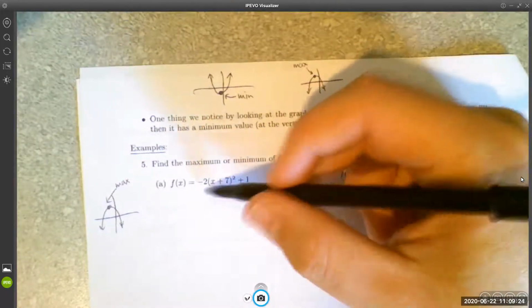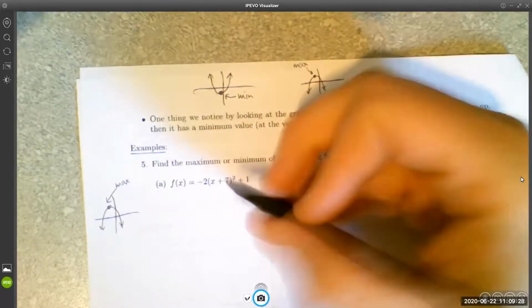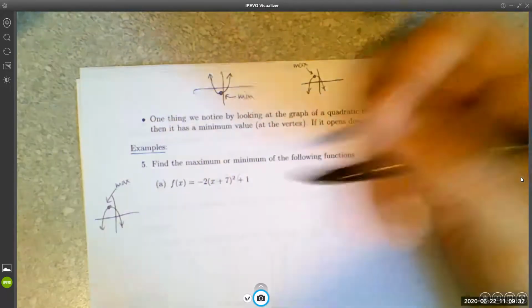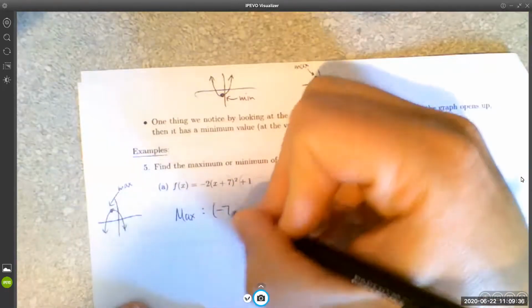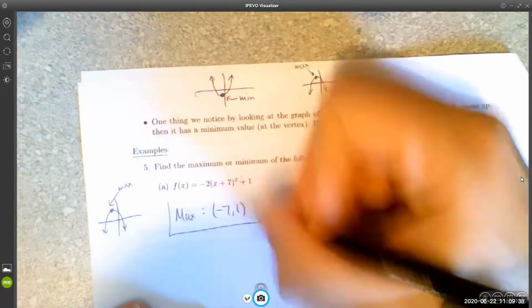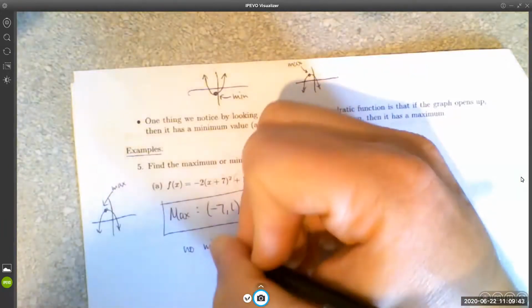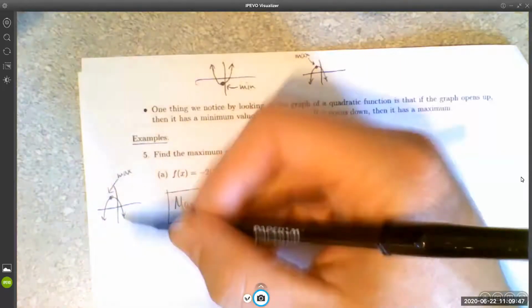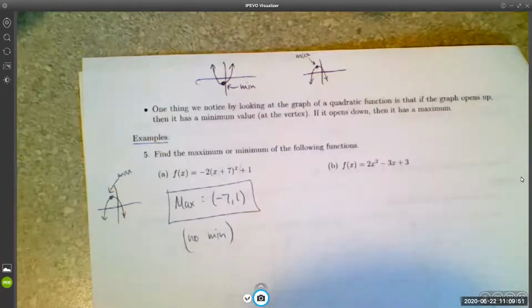Well, this is given to us in graphing form, so it's really easy to tell what the vertex of the parabola is. It's the point -7, 1. Right? So there's almost no work to be done here. The maximum is the point -7, 1. And that's all there is to it. Right? No minimum. There's no minimum here. This keeps getting smaller and smaller and smaller the further you go. So there's no minimum value. But there is a maximum value at -7, 1.